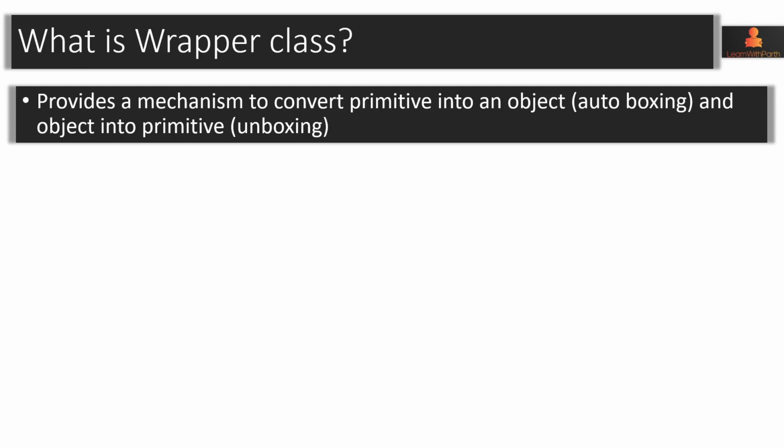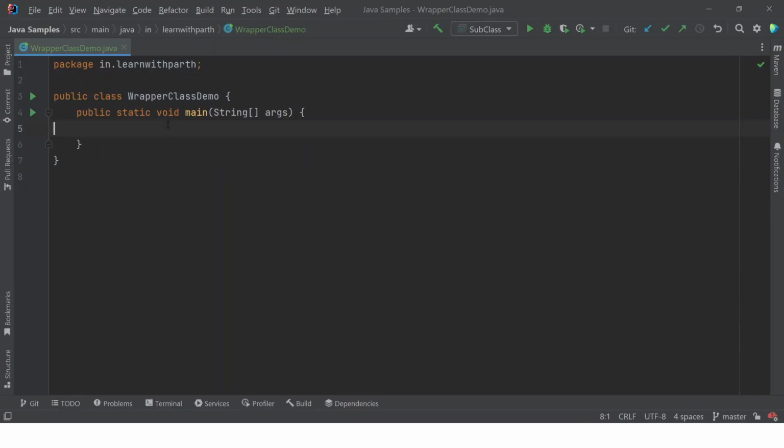object into primitive, which is known as unboxing. Okay, let me explain this with the help of an example. I'm going to the IDE, and here we know that we can declare a primitive type like this. Suppose I want an integer variable, so we declare int myInt like this, and we assign some value. This is the primitive type. So what is the primitive type? Primitive type means that we cannot have functions which can be applied to this particular variable. That is known as primitive values or primitive types.